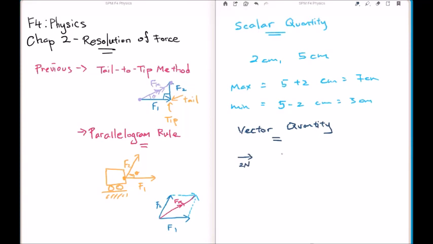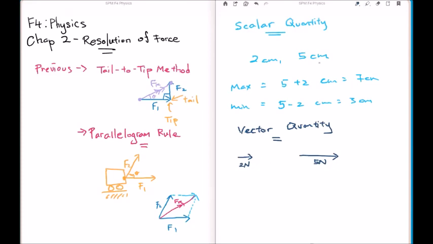You're given two forces, 2 Newton and 5 Newton. Please take note, the magnitude of 5 Newton is definitely longer than 2 Newton. That's why the magnitude is represented by the length of this arrow. The head represents the direction. So both are in arbitrary direction, in any direction.